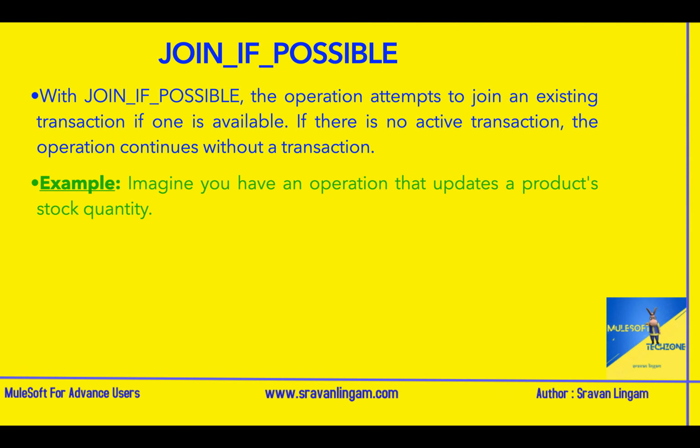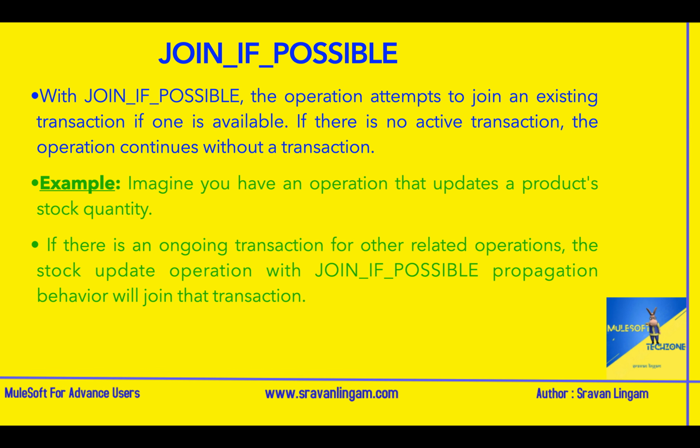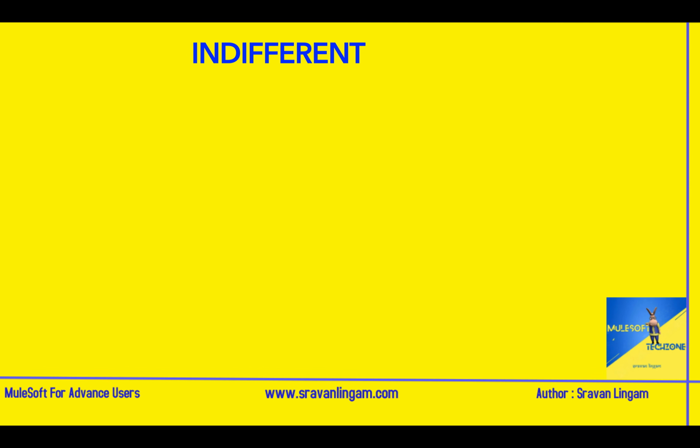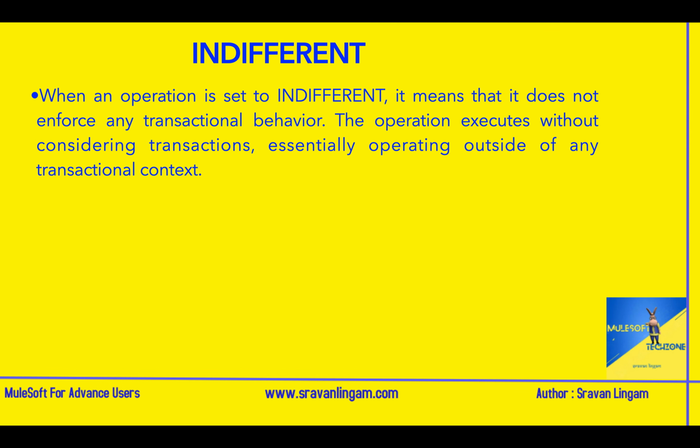Example, imagine you have an operation that updates a product's stock quantity. If there is an ongoing transaction for other related operations, the stock update operation with join if possible behavior will join the transaction. If there is no transaction, it will proceed without a transaction. In such a scenario, you have to use join if possible. Indifferent. So guys, there are a lot of options here based upon the types.